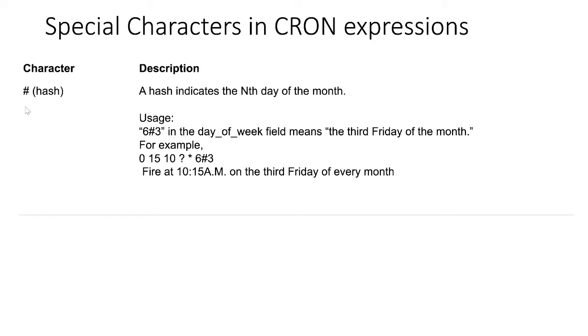Finally, we have something called hash. Hash indicates the nth day of the month. For example, fire at 10:15 a.m. on the third Friday of every month. You want to run it on a particular day, like the third Friday. You can see 6 hash 3: 6 indicates Friday, and you indicate hash followed by 3. It means run it on every third Friday of the month. This is where you can use hash.